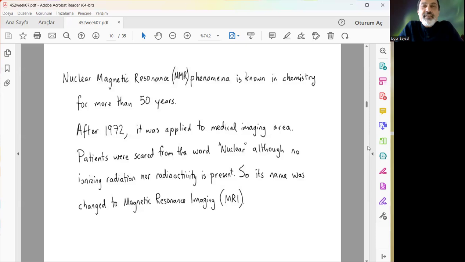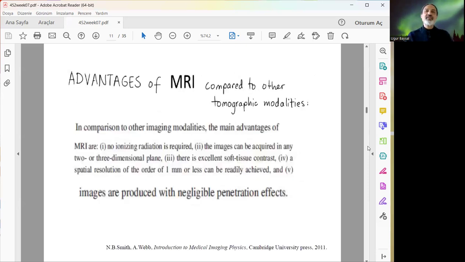Nuclear in science relates to the nucleus, which is the atom of the elements. There's nothing to be scared of. But the people were so scared, so medical imaging people, doctors, physicists, scientists, etc., omitted the word nuclear, and just called them magnetic resonance imaging systems. What are the advantages of the systems compared to other tomographic modalities?